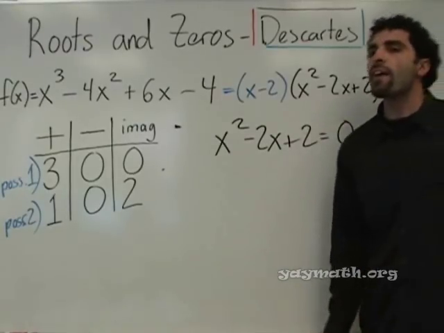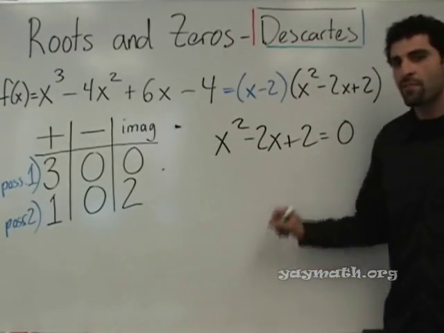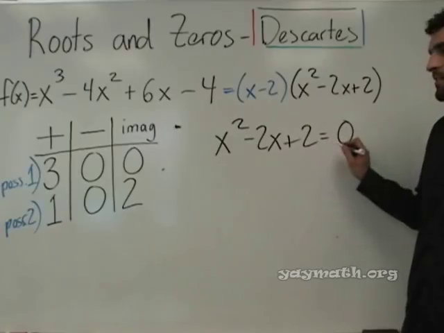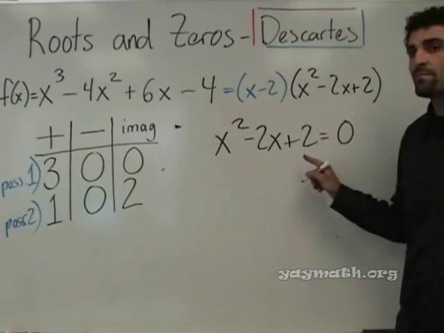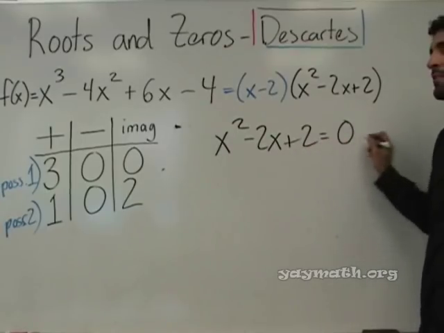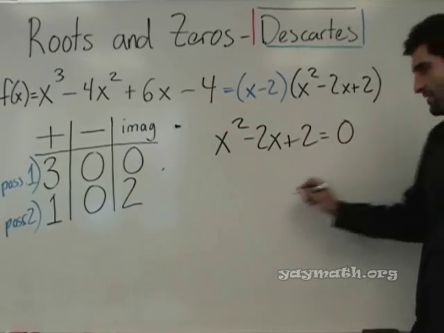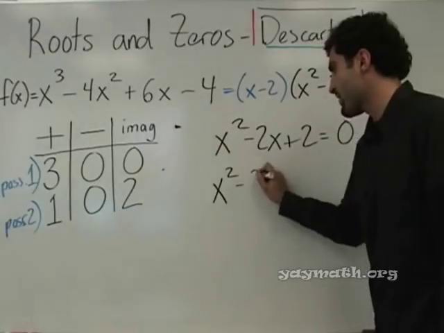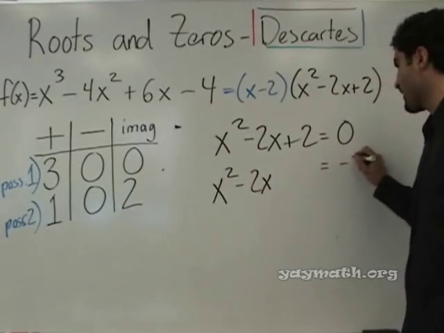Equals 0. All right, completing the square. You know how to do it. Tell me what to do. Can it be factored? No. So subtract 2 on both sides. x squared minus 2x equals negative 2.